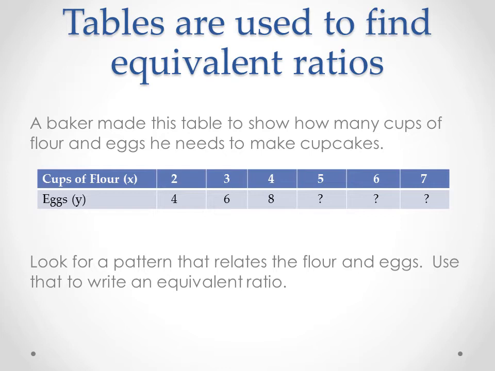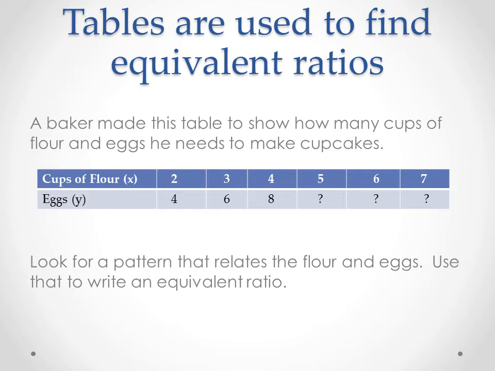Another way that we can find equivalent ratios is by drawing a table. So here's a table about a baker, and this is the ratio of cups of flour to eggs that he uses to make cupcakes. So you see, if he uses 2 cups of flour, he needs 4 eggs. If he uses 4 cups of flour, he needs 8 eggs. So we want to look for a pattern that relates the flour and the eggs, and then we want to use that to write an equivalent ratio.